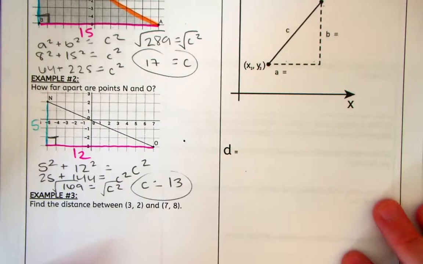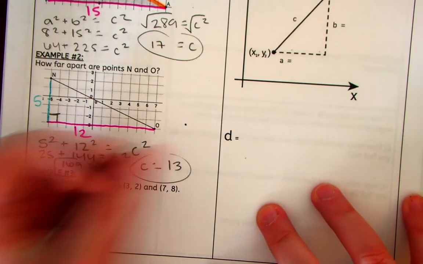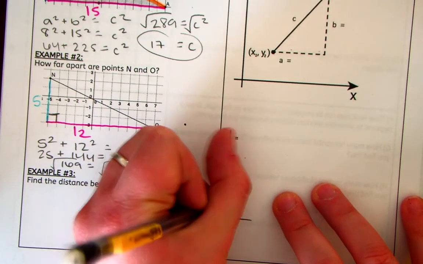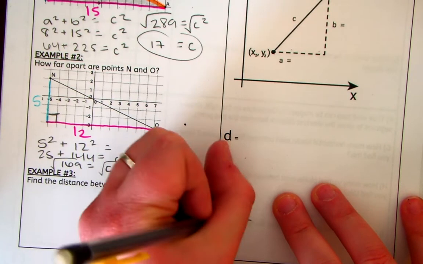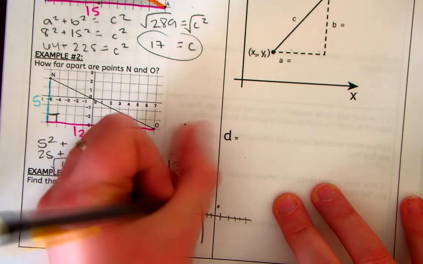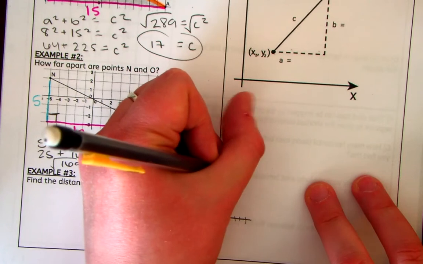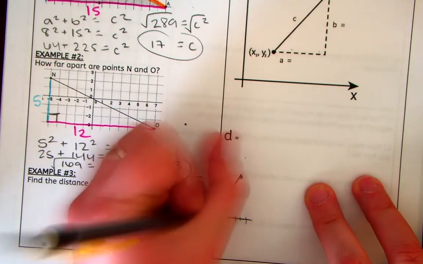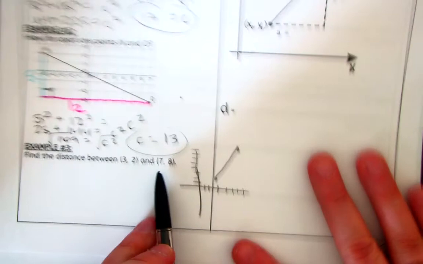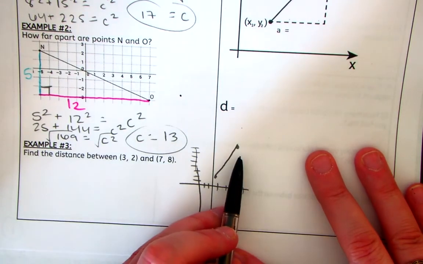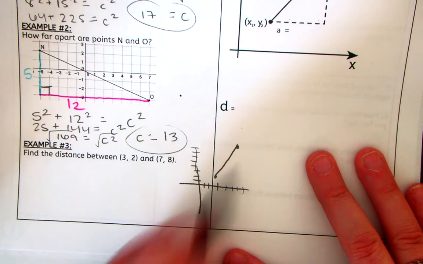What I can do is sketch first what this looks like. So (3, 2) is at 3, 2. (7, 8) is 3, 4, 5, 6, 7 over, and then up 3, 4, 5, 6, 7, 8. So (7, 8), this is the segment. I've just visualized where these coordinates would be on a coordinate plane. We see how it creates a diagonal segment, right?